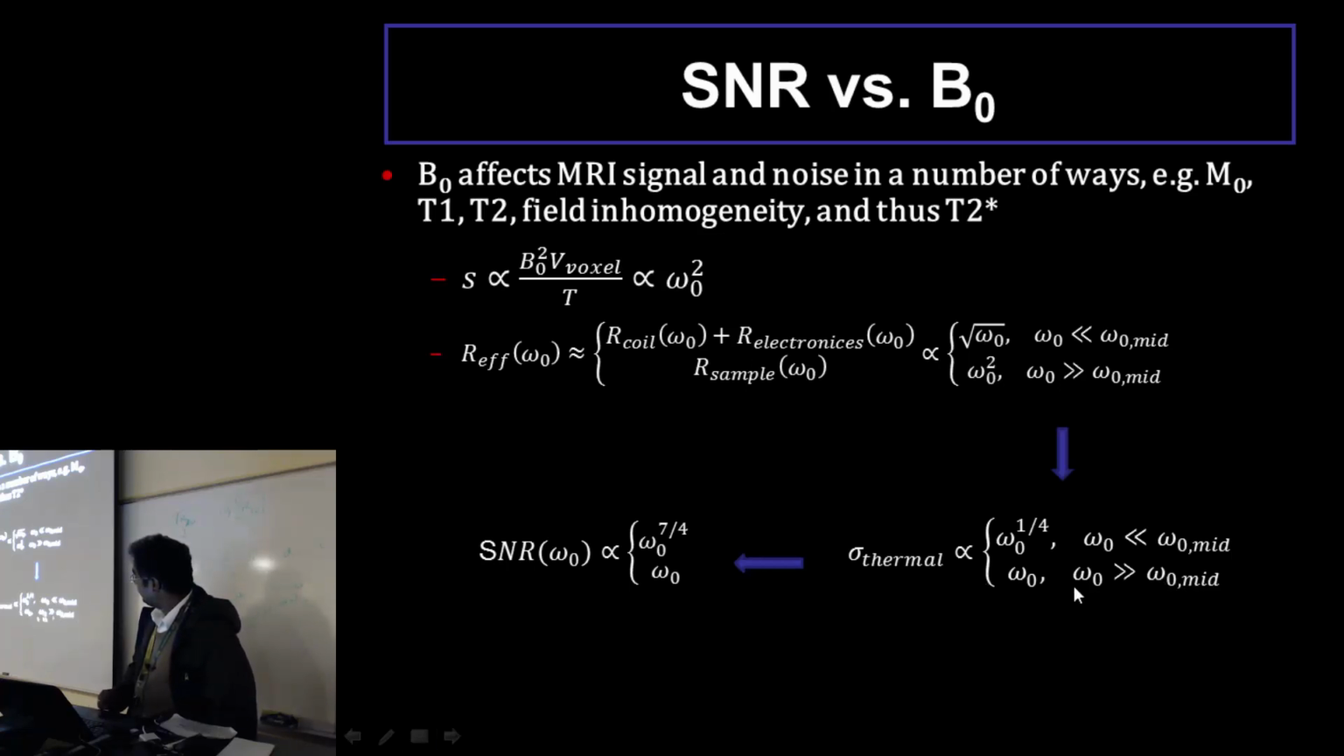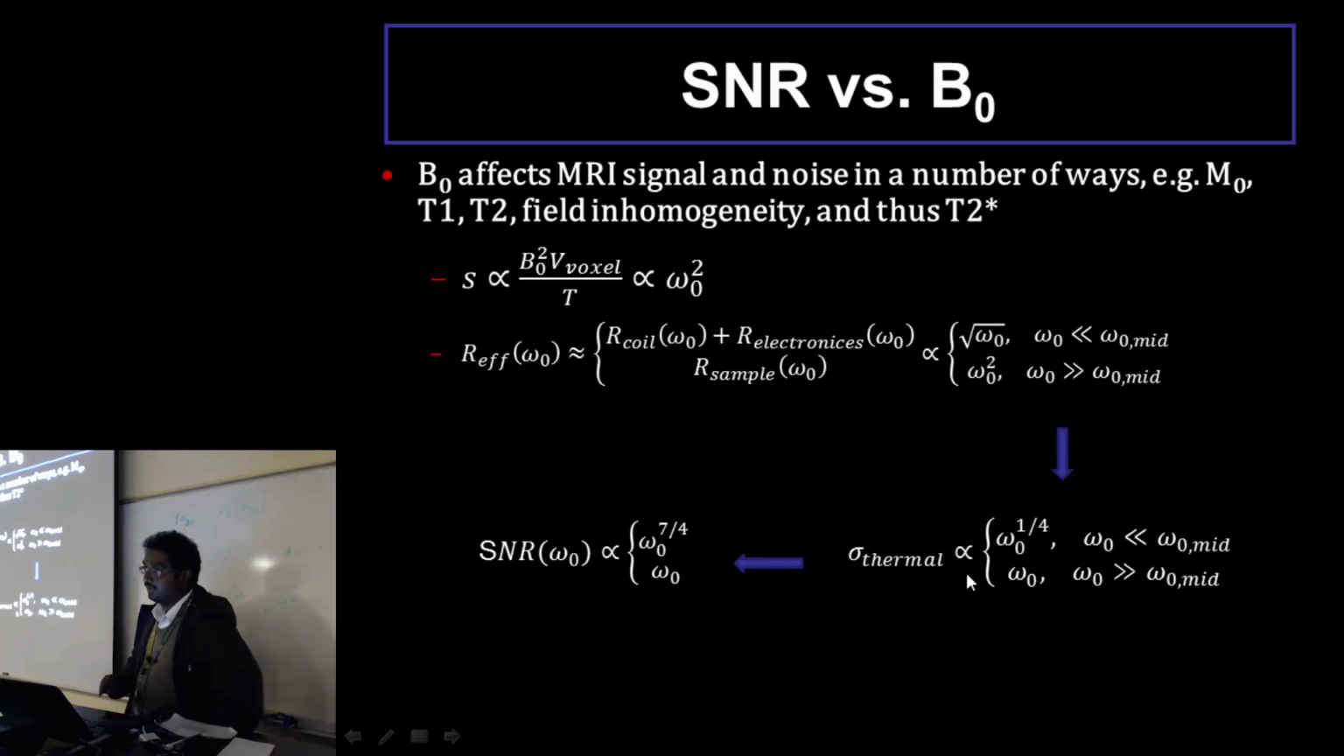So that's given here. So sigma is proportional to omega naught in this range, where we are at about 1.5T and 3T for imaging frequencies. So signal to noise ratio. Signal is proportional to omega naught squared. Noise is proportional to omega naught. So signal to noise ratio is proportional to omega naught. So that's omega naught squared divided by omega naught, right?